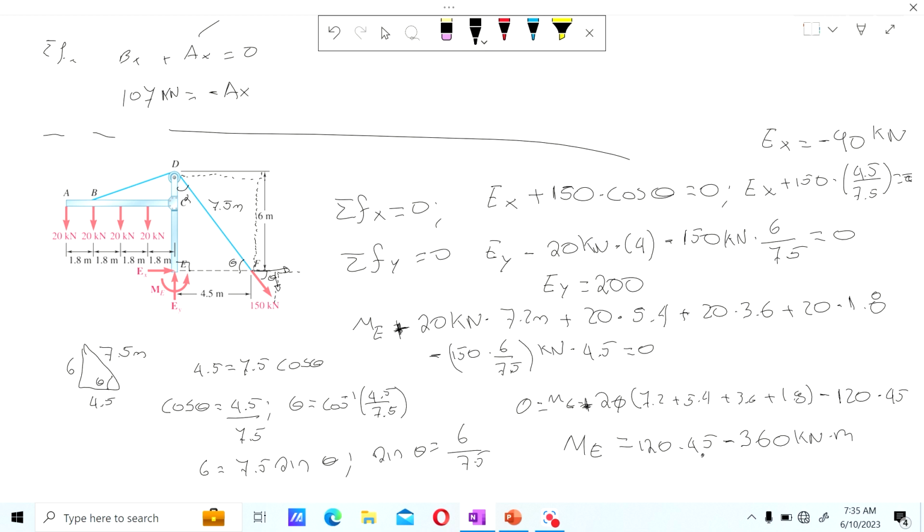Newtons per meter. This is 4.5, actually. Yeah, 4.5 is this distance. Okay, 120 times, let's do this again. 120 times 4.5 equals 540. So this is 540 minus 360. This is 180 kilonewtons per meter. All right, so we have EX, EY, and the moment at E.